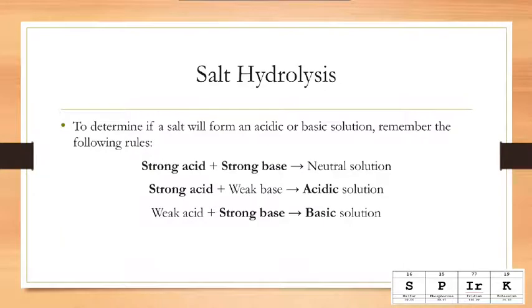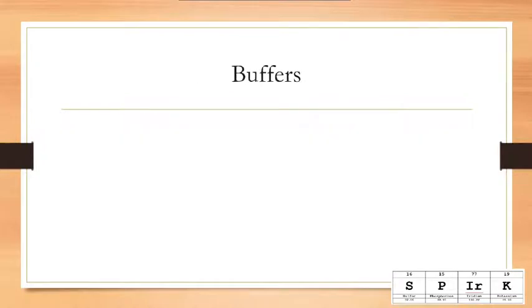To determine if a salt will form an acidic or a basic solution, remember the following rules. A strong acid plus a strong base will yield a neutral solution. Strong acid plus a weak base will yield an acidic solution. And a weak acid plus a strong base yields a basic solution. So basically, whichever one is strong wins, and if you have two strongs together, it's going to be neutral.